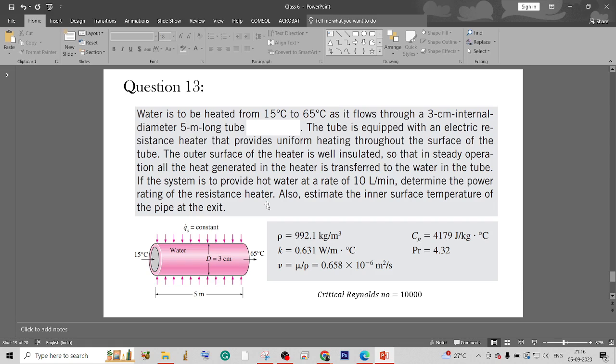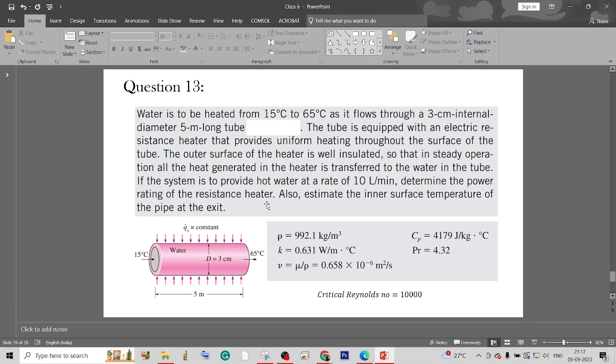Okay, so here, we already studied about the constant heat flux. So here the constant heat flux phenomenon will be applied. Now the surface area through which the heat transfer takes place we can calculate, that is pi dl. So pi dl will give us the surface area.